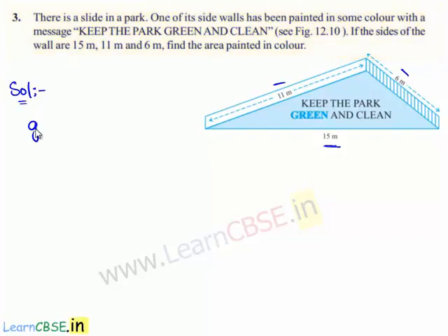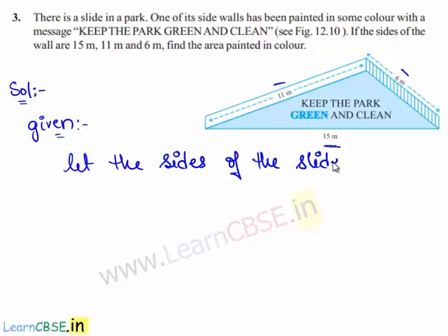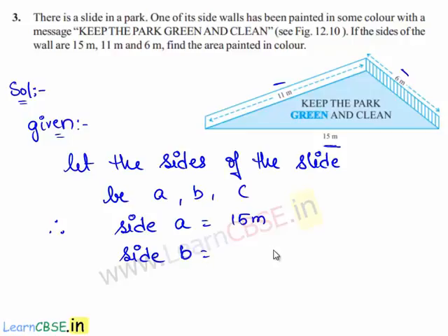So we shall first write the given data. The sides of the slide in the park are given in the question. So let its sides be a, b, c. Therefore, side a is equal to 15 meters, side b is equal to 11 meters, and side c is equal to 6 meters. Therefore, a is equal to 15, b is equal to 11 and c is equal to 6.